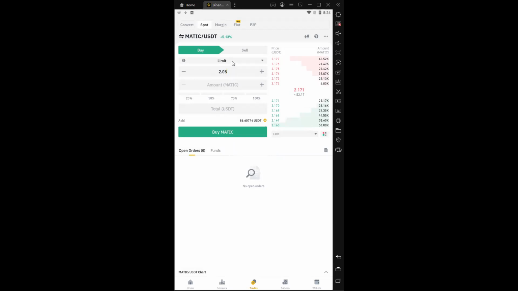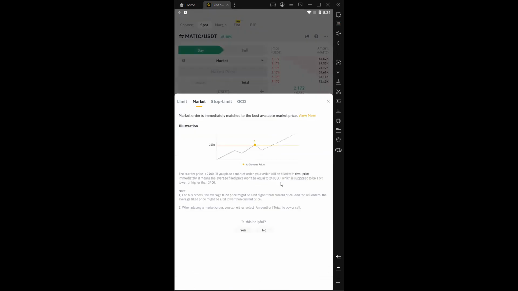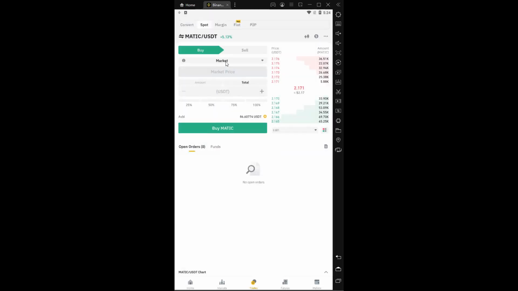So let's say you don't have the patience and you don't even care what the price is at that point in time. You just want to buy immediately. So what you select is the market price. So at the market price, the coin is going to be bought at that current market price, the current price that coin is at that particular point in time. So if I select market price now and I just select the amount I want to buy, so I want to buy 25% at this market price.